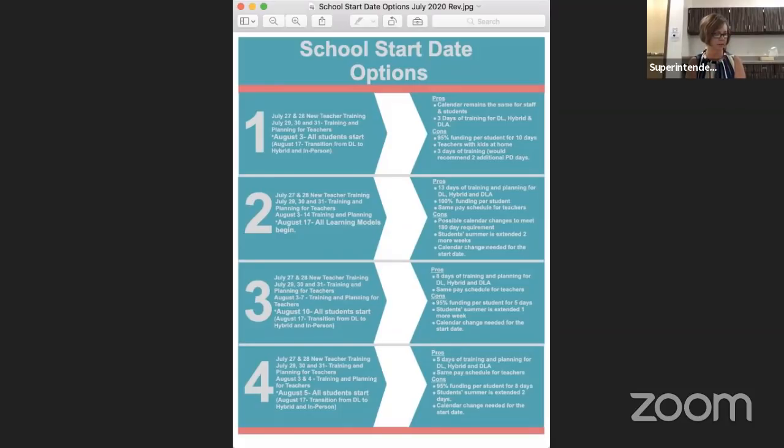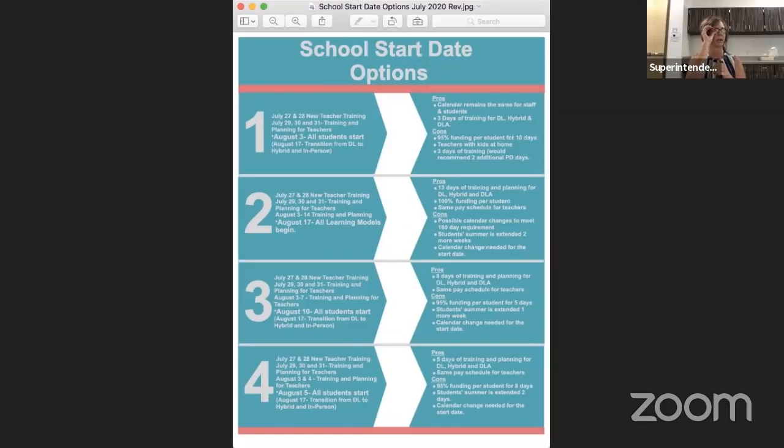It would be an August 10th start date for all students. This would allow us 8 days of training and planning for our teachers. Again, their schedule would kind of remain the same. The con is the 95% funding for that first 5 days because everybody's distance learning. The other con is that student summer extends another 1 more week, and that calendar changes may be needed, especially if that 180-day requirement is still in play.